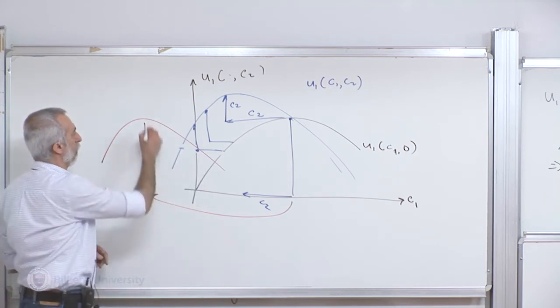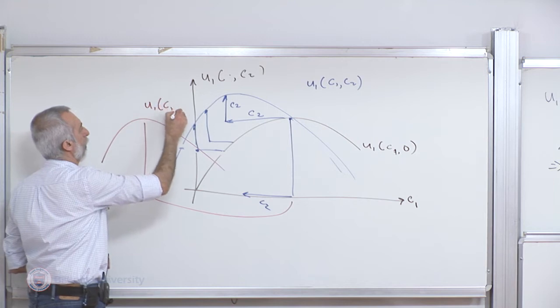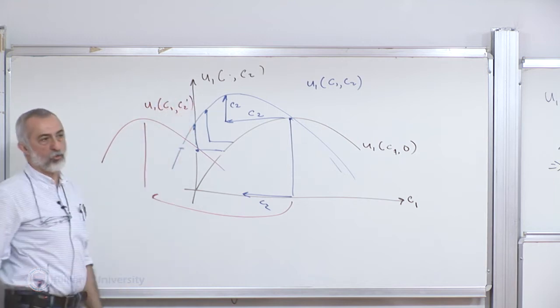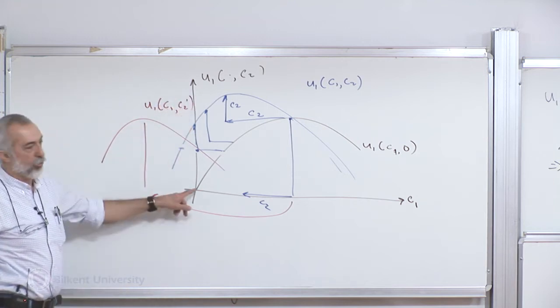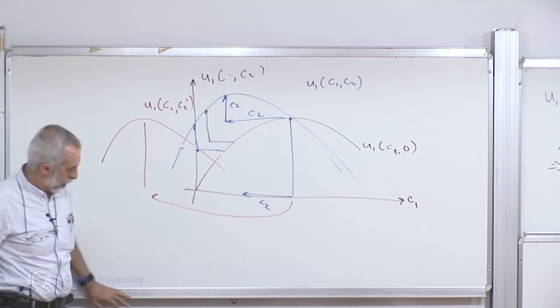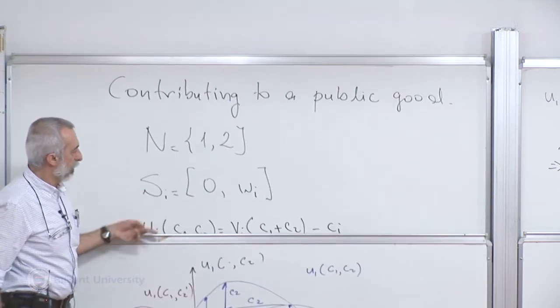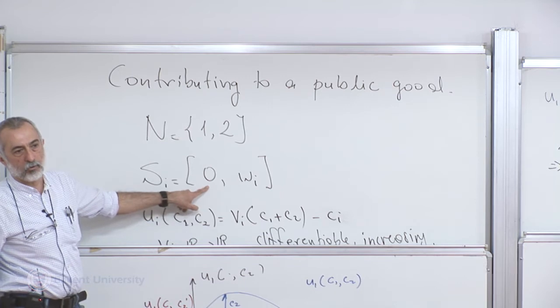The best response of player 1 to c2 prime is going to be 0, because he's not allowed to pick negative contributions.